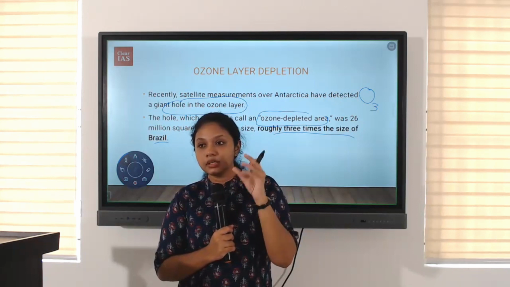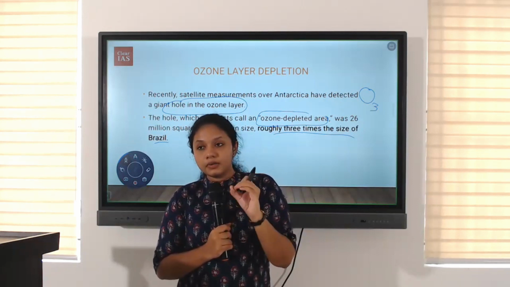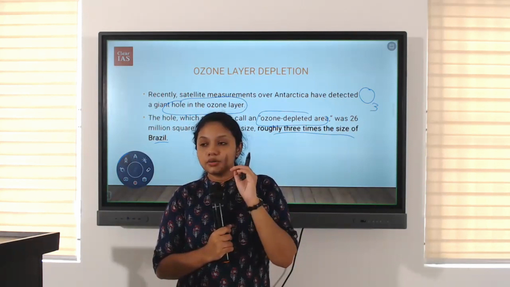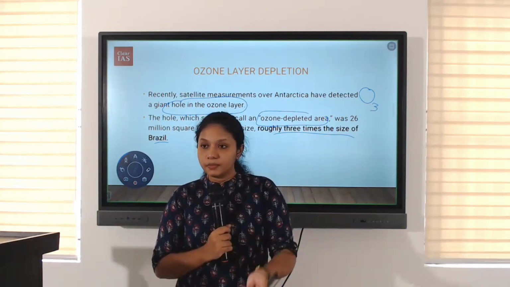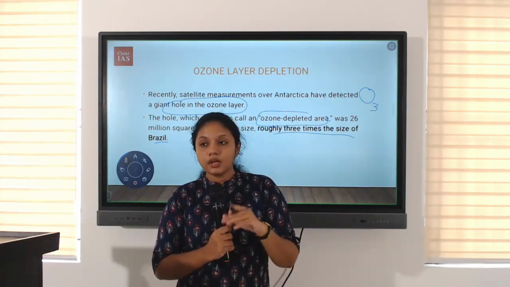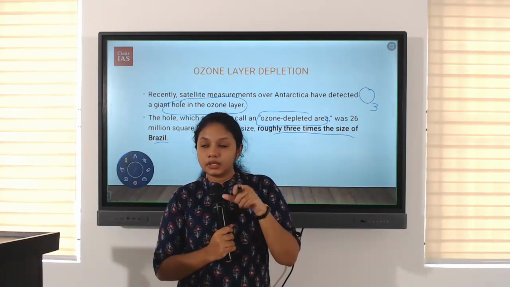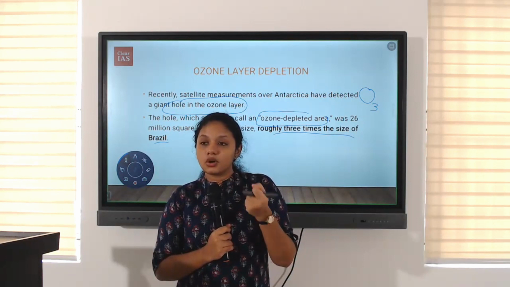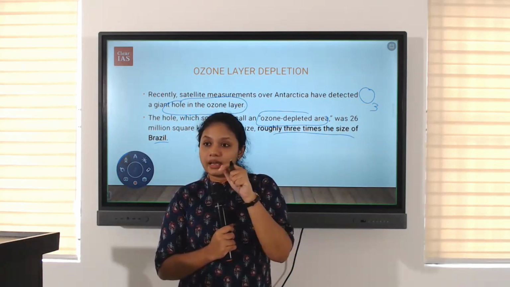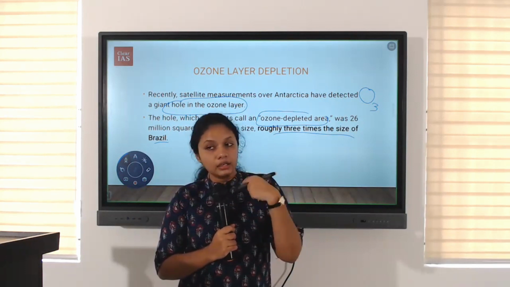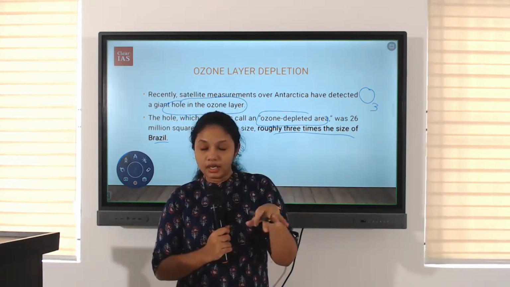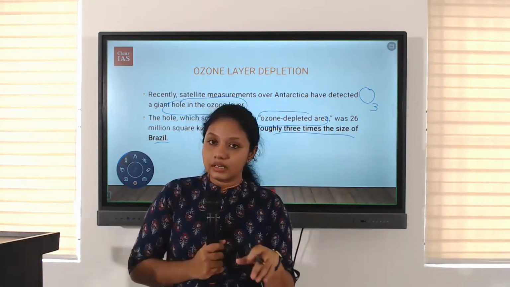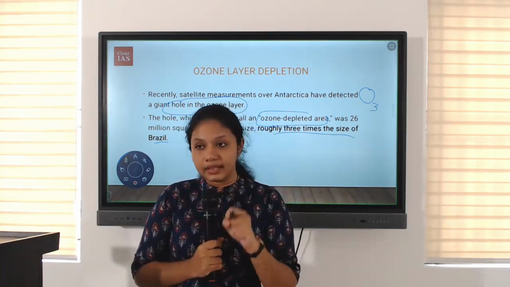This layer absorbs the harmful UV rays, especially UVB rays. UV rays can be UVA, UVB, and UVC. UVB rays are usually absorbed by the ozone layer, because these are the rays which cause skin cancer or increased melanin pigmentation in human beings or animals. Living organisms. So this layer is responsible for absorbing that.